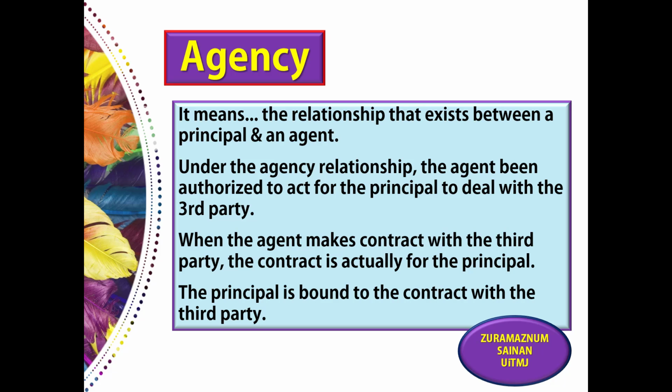So the meaning of agency is the legal relationship that exists between a principal and the agent. Under this relationship, the agent is authorized, being given authority by the principal to deal or to act on behalf of the principal with the third party. And then when the agent makes the contract with the third party, the contract is actually for the principal. So the principal is bound to the contract with the third party. So that is the meaning of agency under the law of contract of agency.